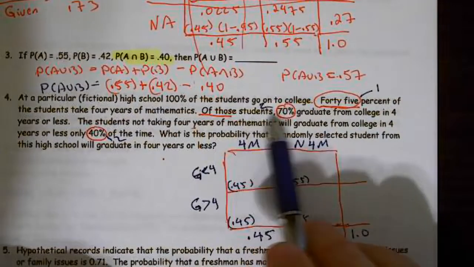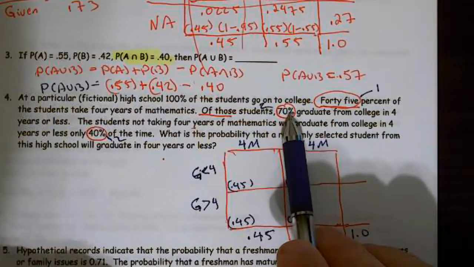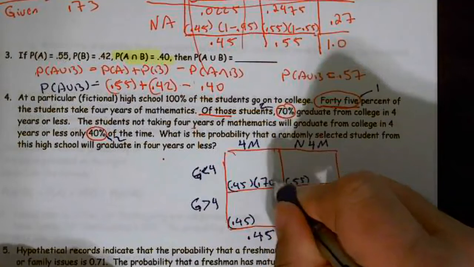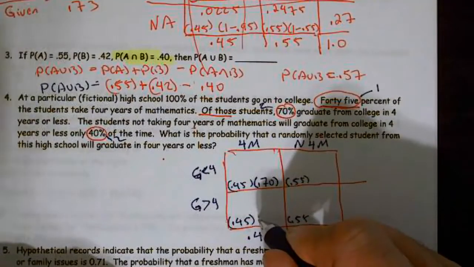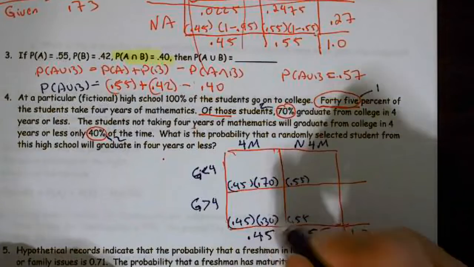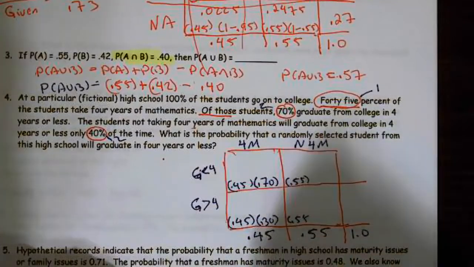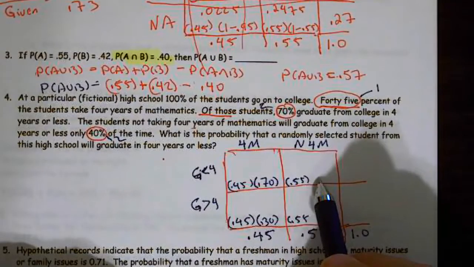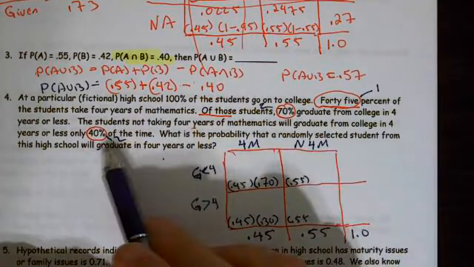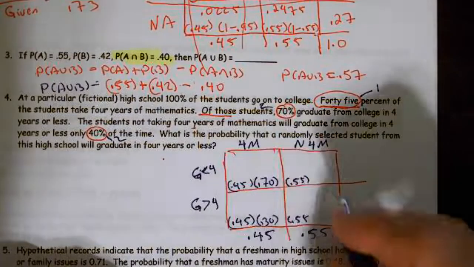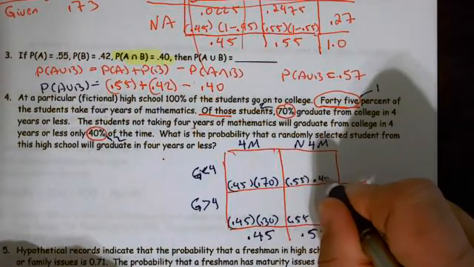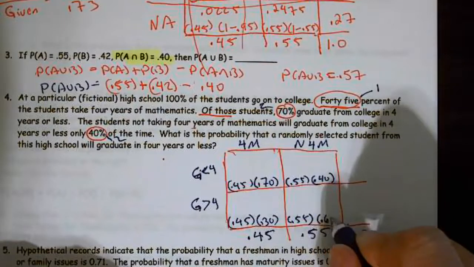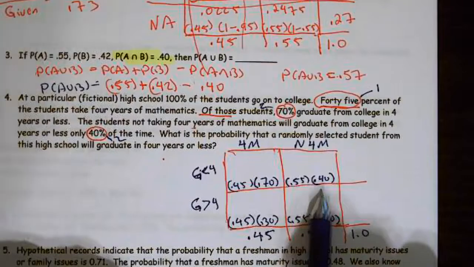So of those students, 70% graduate from college in 4 years or less. All right. So that would be right here, 0.70. This is going to be 1 minus the 0.70. So this is going to be 0.30. I don't have room to write 1 minus, but it's 1 minus that. And then it goes, the students not taking 4 years of math. So we're looking over here, not taking, will graduate from college in 4 years or less only 40% of the time. So this is 0.40. And this is 1 minus 0.40, which is just plain old 0.60. Once again, I didn't have room in my square to show my subtraction.